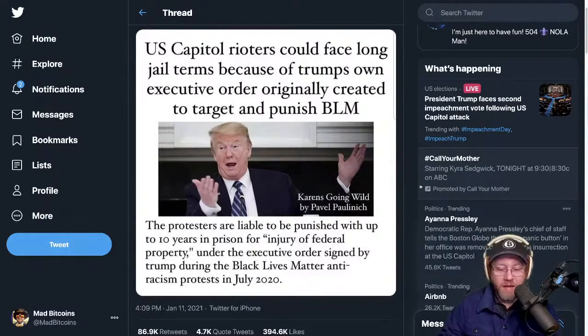It's still absurd now, despite the horrible actions taken by the insurrectionists at the United States Capitol. But now the law is coming home to roost. As it says here, the protesters may be liable to be punished with up to 10 years in prison for injury of federal property under the executive order signed by Trump during the Black Lives Matter anti-racism protests in July 2020. Obviously, the United States Capitol is a government building. It is federal property, much like the statues.